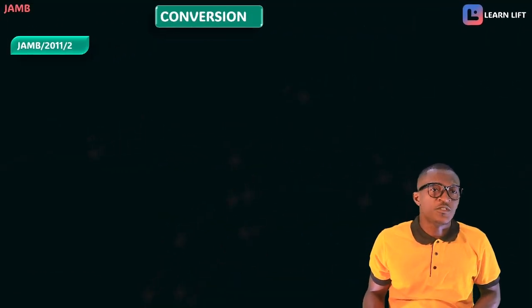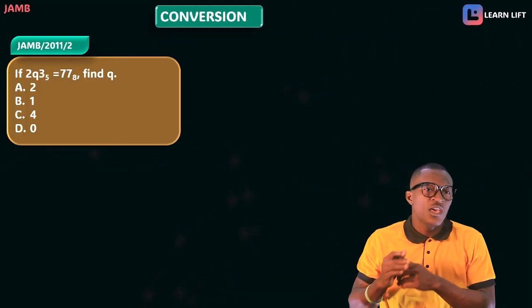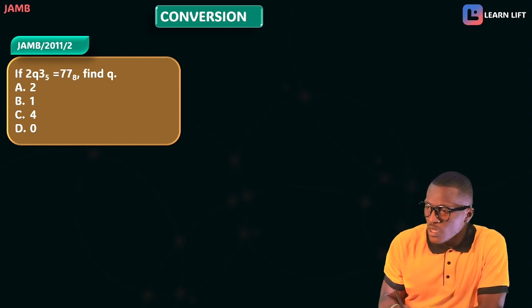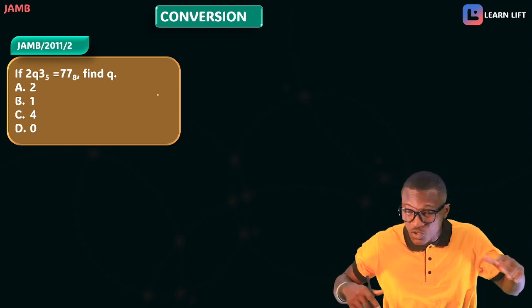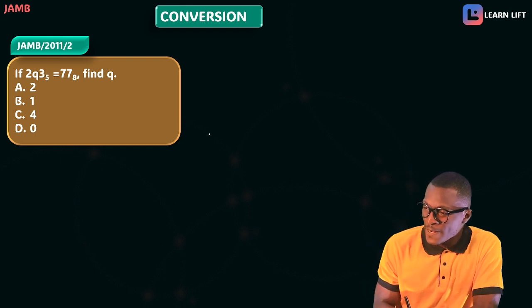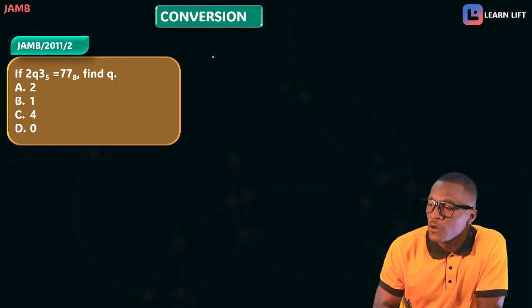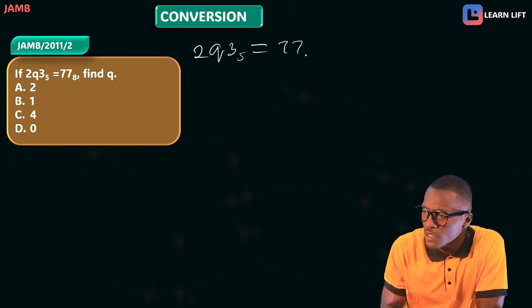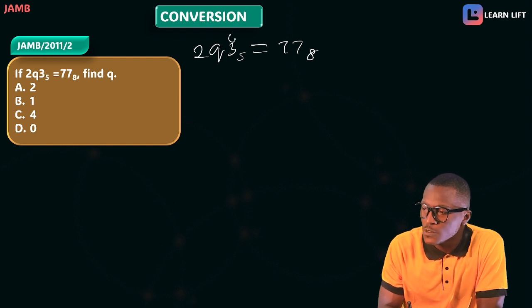Quickly, let's move. JAMB 2011 question 2. If we have 2q3 in base 5 is equal to 77 base 8, find q. Very simple. Remember that we are solving all the complex questions by conversion to base 10. So that becomes your 2q3 in base 5 is equal to 77 base 8. For me now, this will give me 0, 1, 2. This will give me 0, 1.